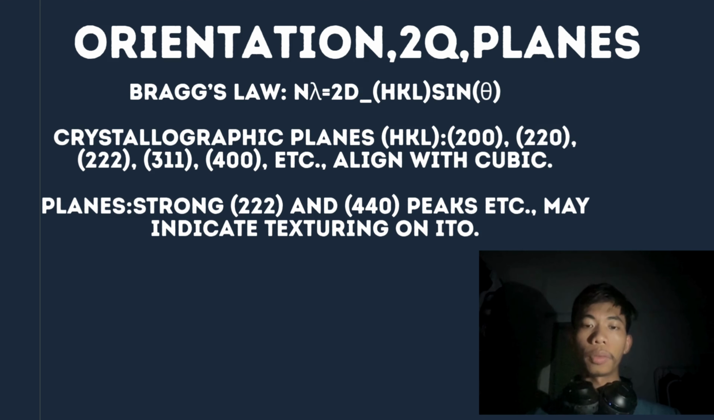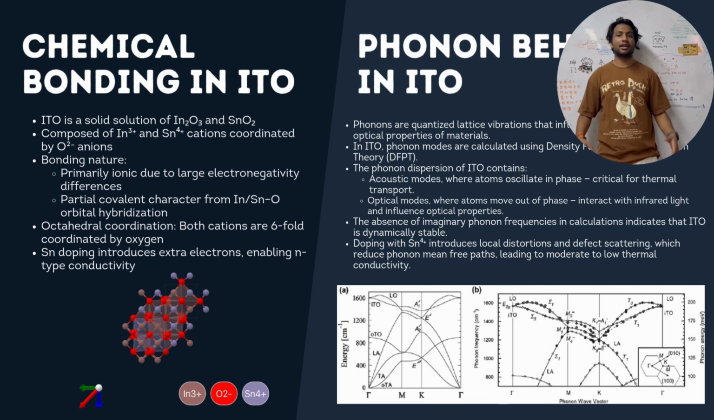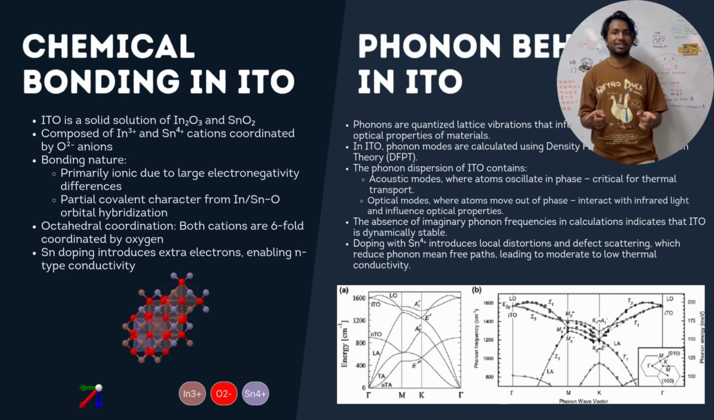Thank you. Continuing from the earlier slide discussion, let's now focus on the structural and electronic properties of indium tin oxide, or ITO. Starting with its chemical bond, ITO is a solid solution of indium oxide and tin oxide. Within its lattice, indium ion and tin ion cations are surrounded by oxygen ions, forming octahedral coordination. The bonding is predominantly ionic due to its large difference in electronegativity, but there is a partial covalent character due to orbital hybridization between the metal cations and oxygen anions.